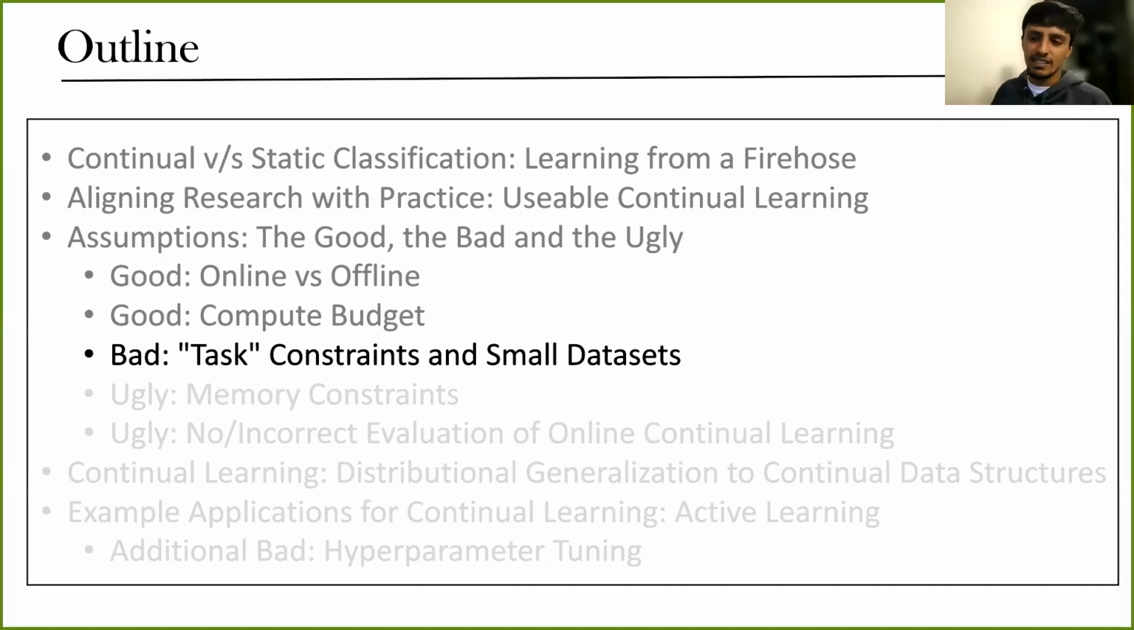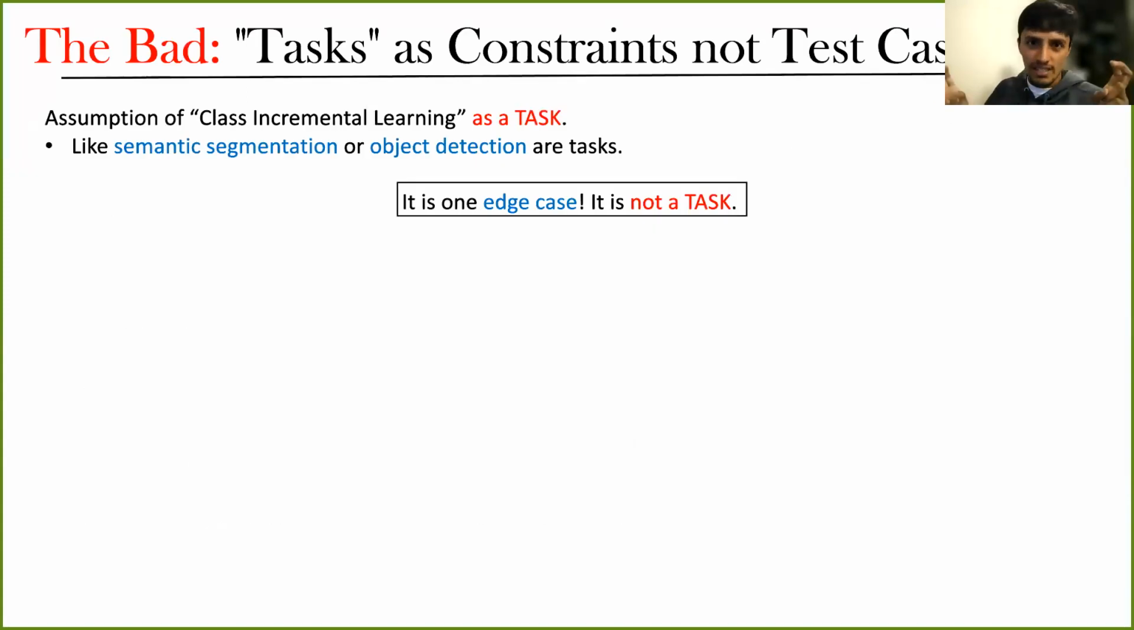Now, what are the bad things? Things that I see happen in continual learning and I really want to avoid in my future work. First is tasks as constraints rather than test cases. What do I mean by this? I got this inspiration from a talk by Professor Kannan, where the assumption that class incremental learning is a setting I want to solve is really bad. And we should not be doing this.